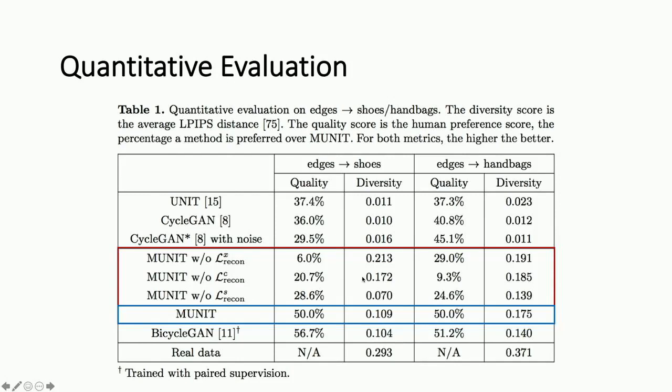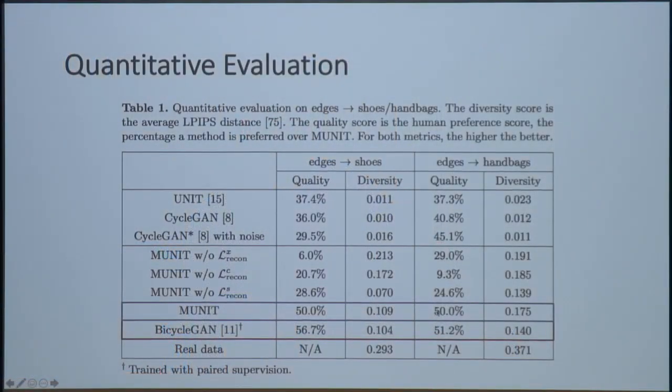Also, we do some ablation studies to verify whether all the loss functions are useful. If you remove one of the reconstruction losses, in fact, the diversity increased even more than the final model. We also compare our model with BicycleGAN, which is a multimodal image translation model, but for the supervised setting, so it requires paired data between the two domains. Our model achieves a comparable but slightly lower quality, and slightly higher diversity. But our model does not need any paired supervision between two domains.